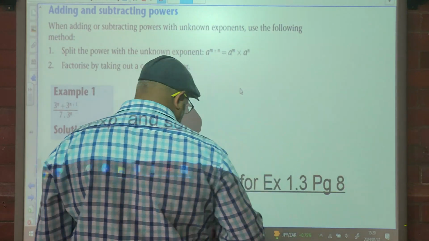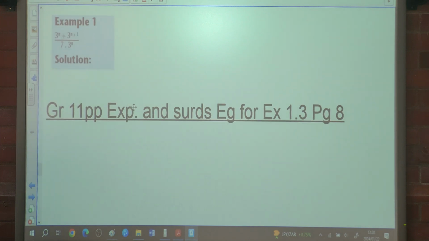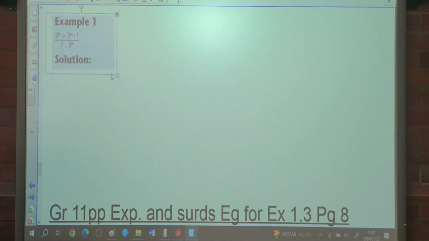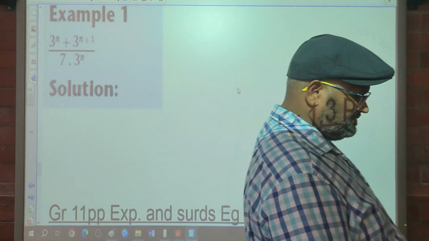Factorize by taking out the common factor. Okay? So this is example 1 and this is on page 7.